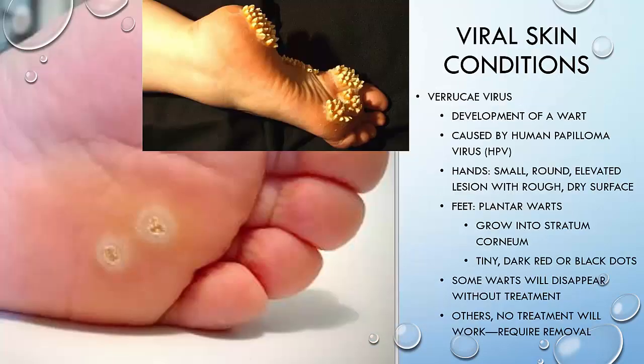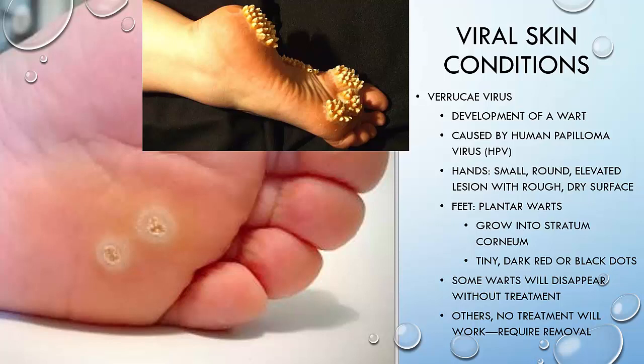Verrucae virus. Verrucae virus is more than 60 types of the human papillomavirus, or HPV, that can lead to the rapid growth of cells on the outer layer of the skin, resulting in a wart. Verrucae just means wart. Pressure on the wart will typically increase the pain in the individual. This is often subjected to secondary bacterial infection because of its location.